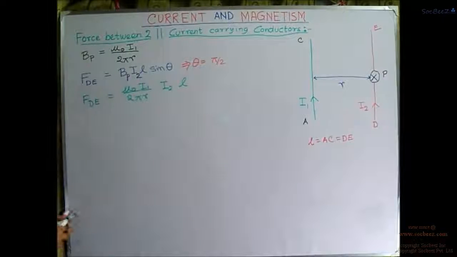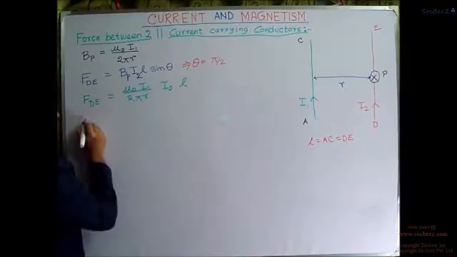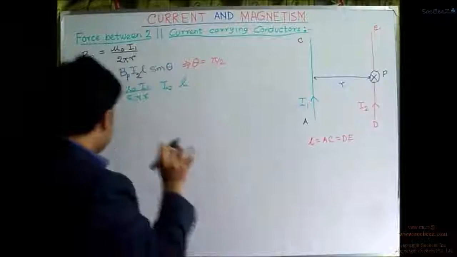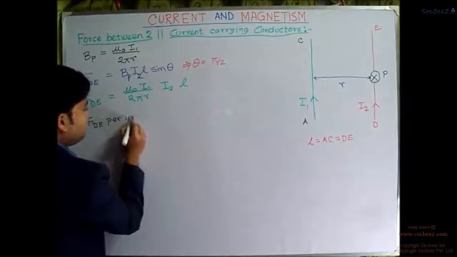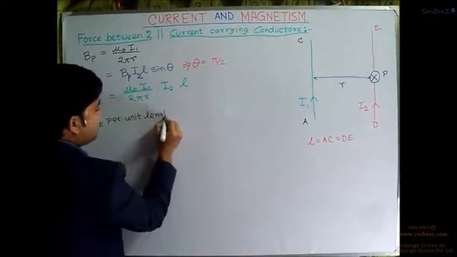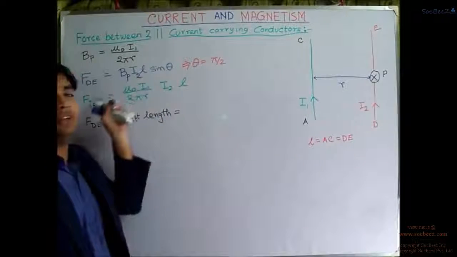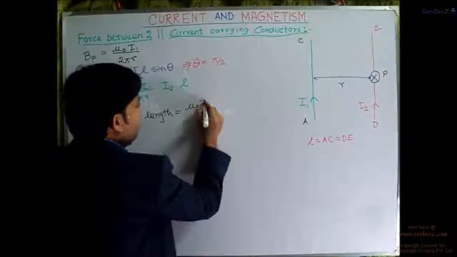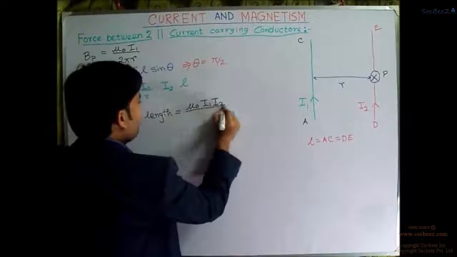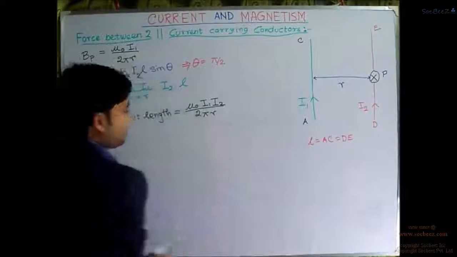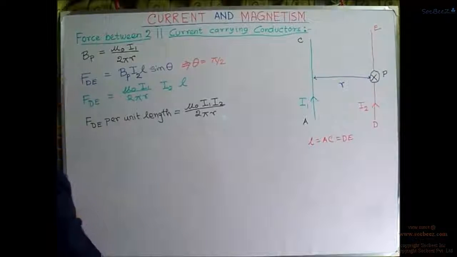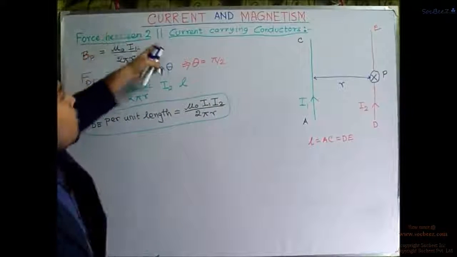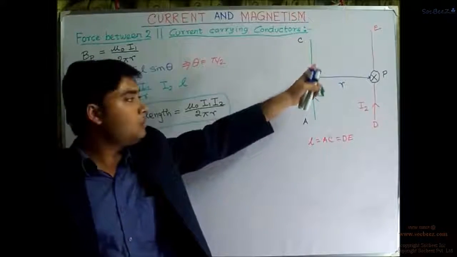Now, we could get this Lorentz force which is acting on this DE current carrying conductor per unit length. Means, whatever the Lorentz force we have observed in this expression will be divided by L, right? So the left out expression will be equal to mu naught I1 I2 divided by 2 pi R, right? Now, this will be the expression for the force between two parallel current carrying conductors, right?